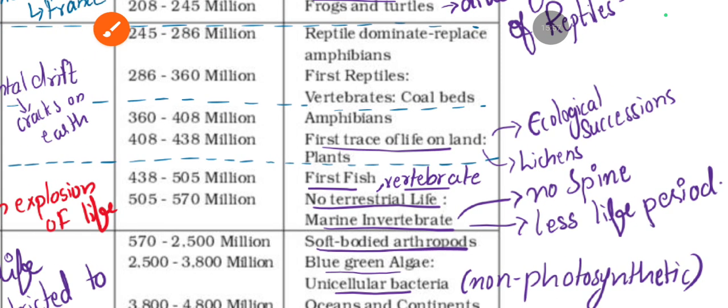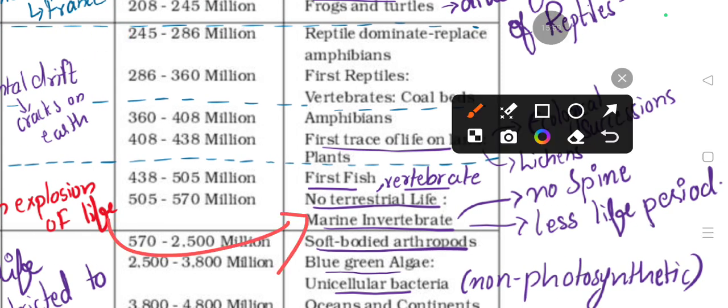However, despite the explosion of life, it was restricted to the water itself. Marine invertebrates were born, and there was no terrestrial life during this time. Invertebrates are nothing but organisms which do not have any spine.